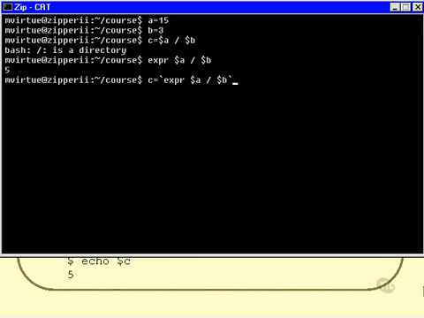and this time we don't get any output at all, but it's fairly safe to assume that the variable called c has been assigned that value. Let's find out whether it has. Echo $c, and it is equal to 5, which is correct.